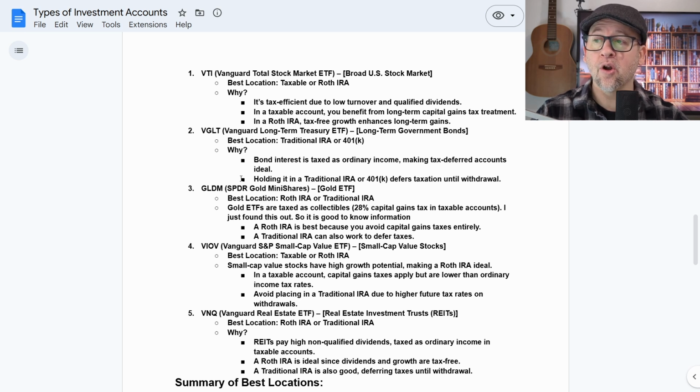VNQ, Vanguard Real Estate Investment Trust ETF. Best locations, Roth IRA or a traditional IRA. Why? REITs pay non-qualified dividends taxed as ordinary income in your taxable account. A Roth IRA is ideal since dividends are tax-free. A traditional IRA is also good, deferring taxes until withdrawals.